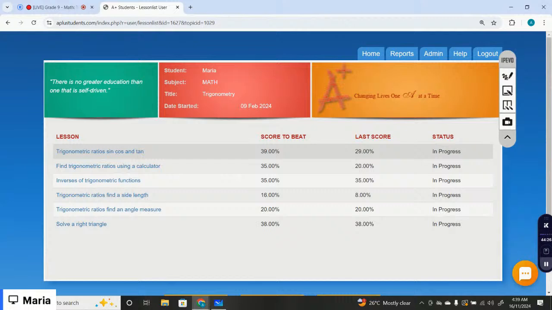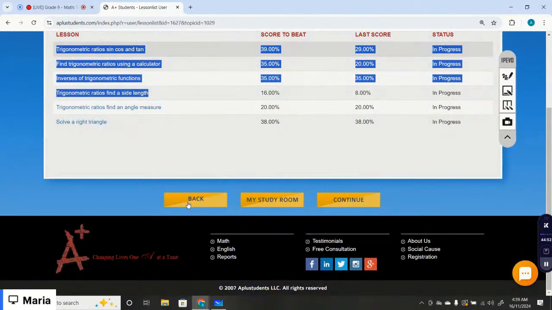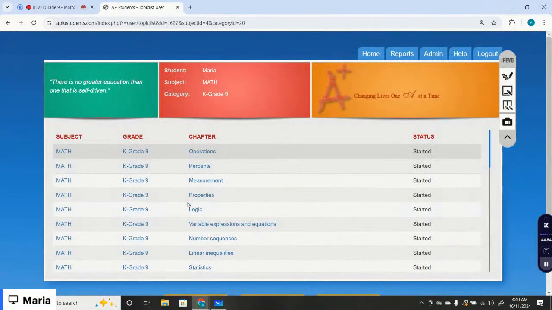So we were working on grade 9 math. The chapter we were working on is trigonometry. The lessons we have covered today are trigonometric ratios, sine, cos, and tan. Find trigonometric ratios using a calculator. Inverses of trigonometric functions and trigonometric ratios find a side length. So please make sure before the next session you can complete all the practice questions for the lessons we just did. That is your homework until next session.